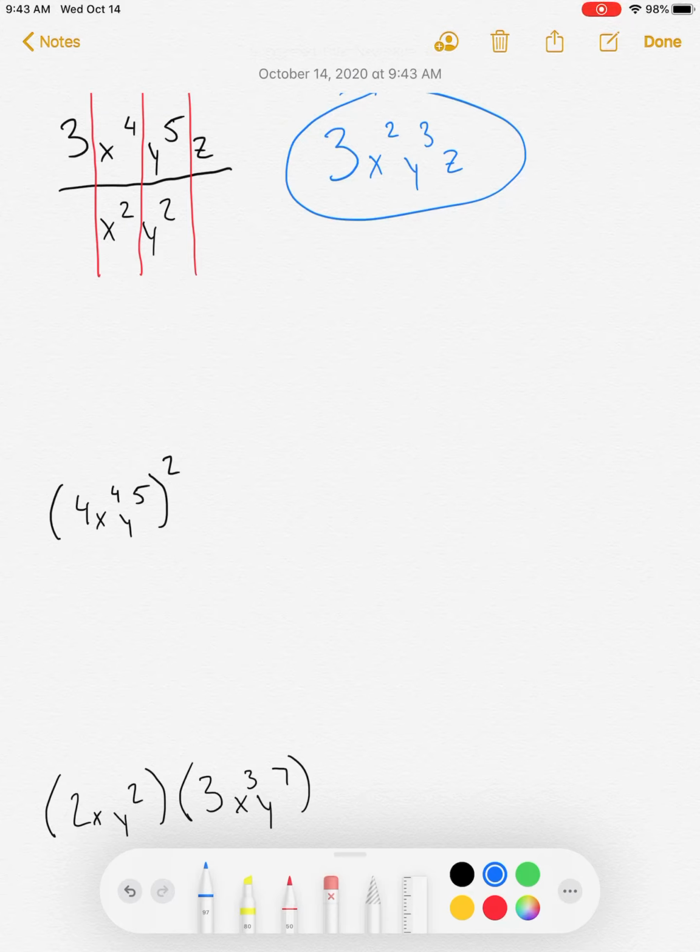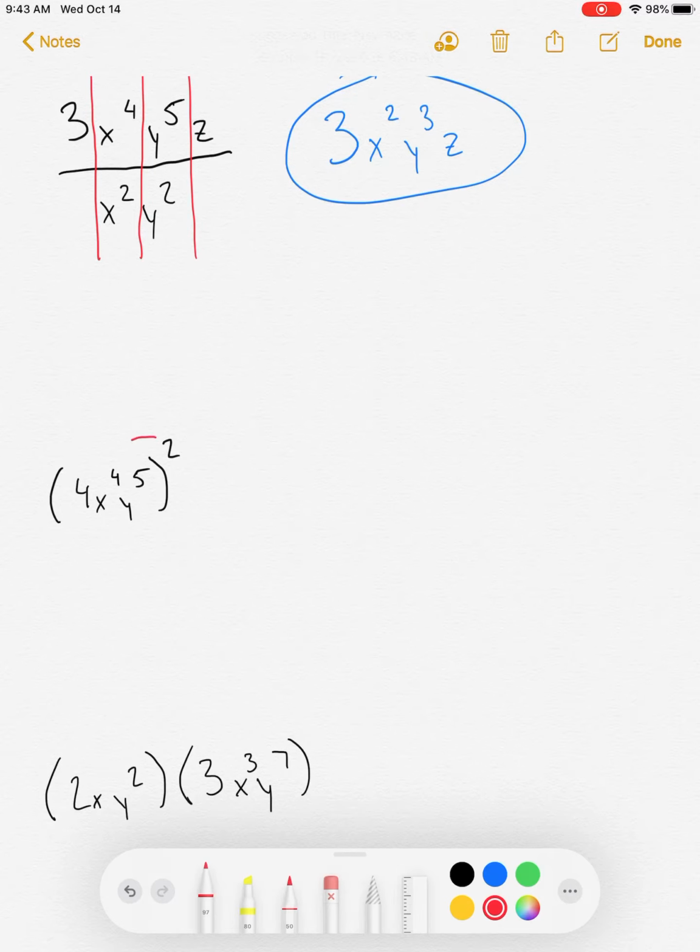So on this second one, we have 4x to the fourth y to the fifth, all to the second power, which means this second power goes to each individual term. So our 4, our x, and our y. So our first thing we have to do is 4 squared, 4 times 4 is 16. Let's copy it down.